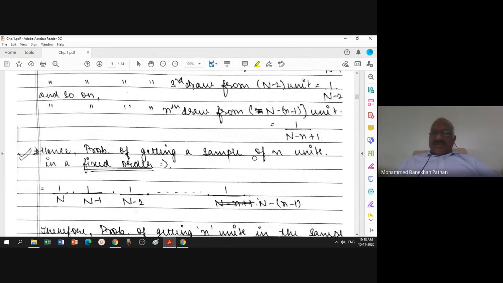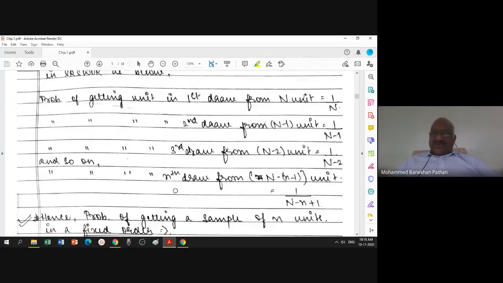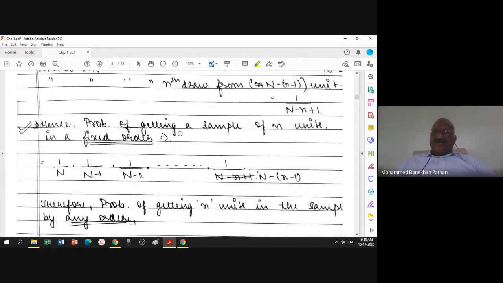Hence, consider the probability of getting a sample of n units in a fixed order. Suppose this is the natural order, first, second, third, like that. If I pick this order, then what is the chance to select a sample of n units? It is a product of these probabilities. Now this is the answer for only one sequence of selection. For n items, there will be n factorial possible sequences of selecting a sample.